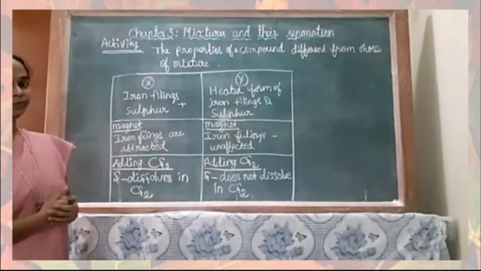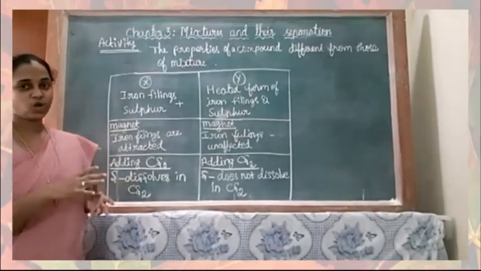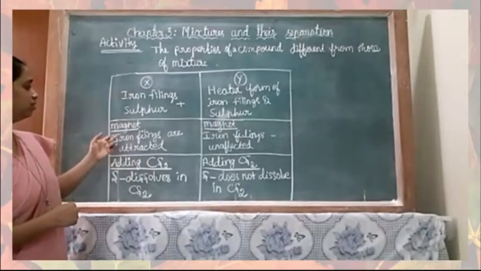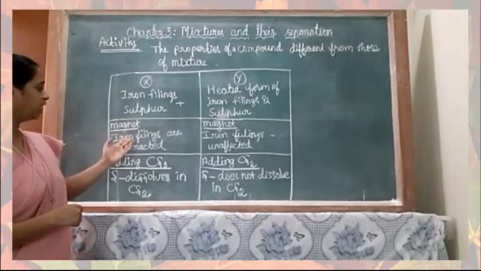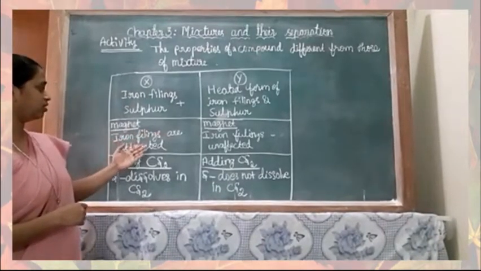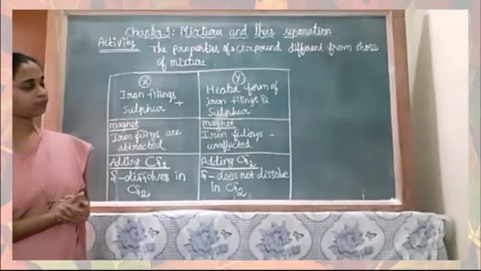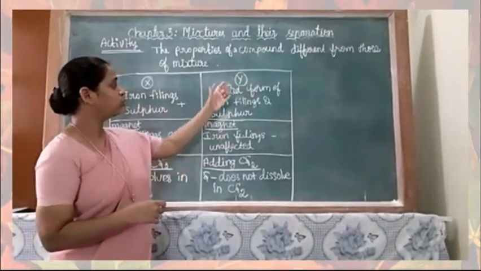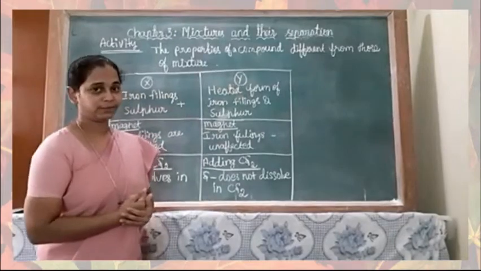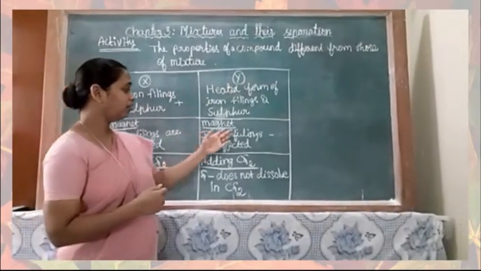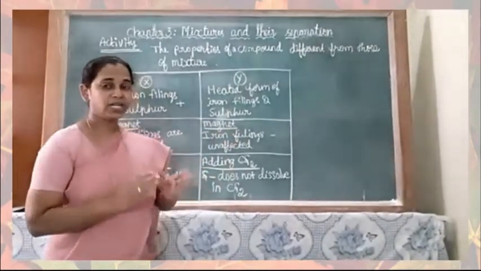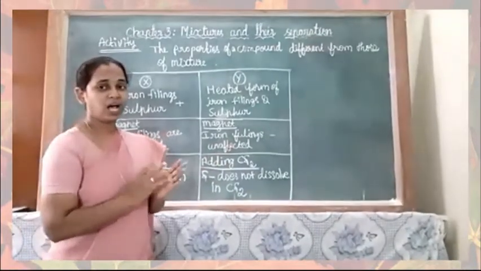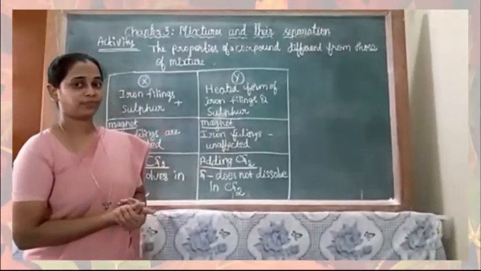First step, bring the magnet over sample X. What happens? The iron filings are attracted by the magnet. Bring the magnet over sample Y. The iron filings remain unaffected.